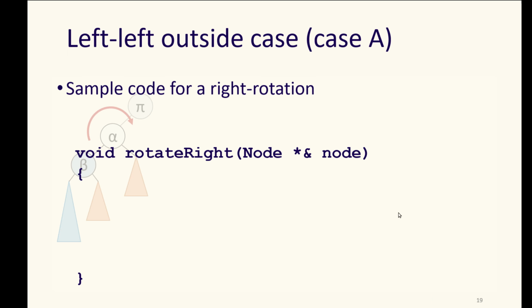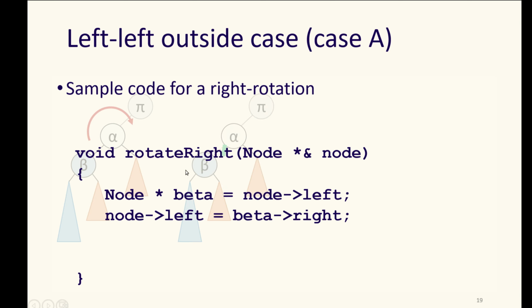Some code that would do that is this rotate right function. It is rotating to the right. That is why it has the name rotate right. The node that's passed in here would have been alpha because it's considered the root of our rotation when we're doing this rotation. Beta was the left node.